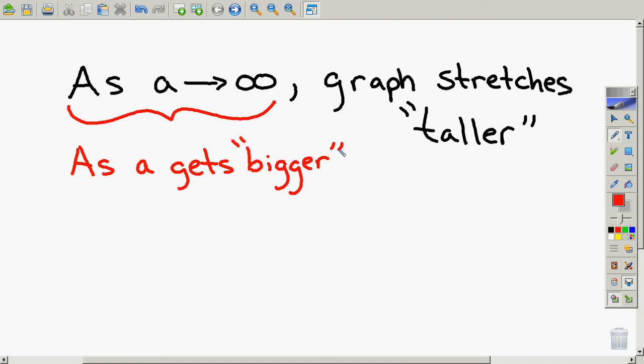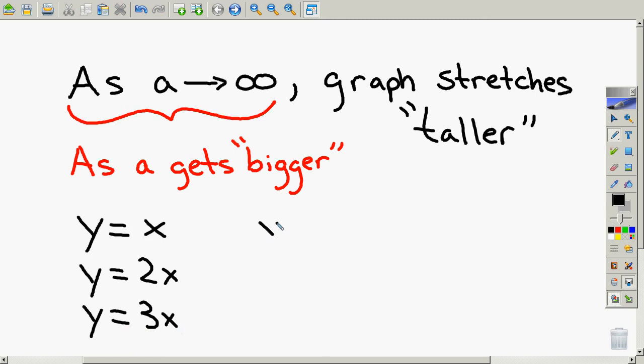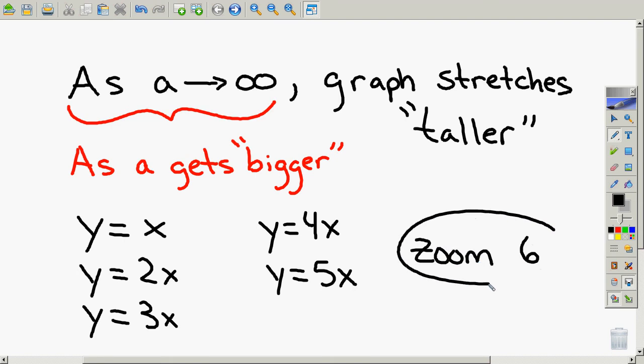So what I'd like you to do right now on your graphing calculator is type in y equals x, y equals 2x, y equals 3x, y equals 4x, and y equals 5x. Okay, so go ahead and type those into y1 through y5, and then graph them with a zoom 6, that'll make it a 10 by 10 graph. So go ahead and pause this and graph those, and then have those on your calculator.